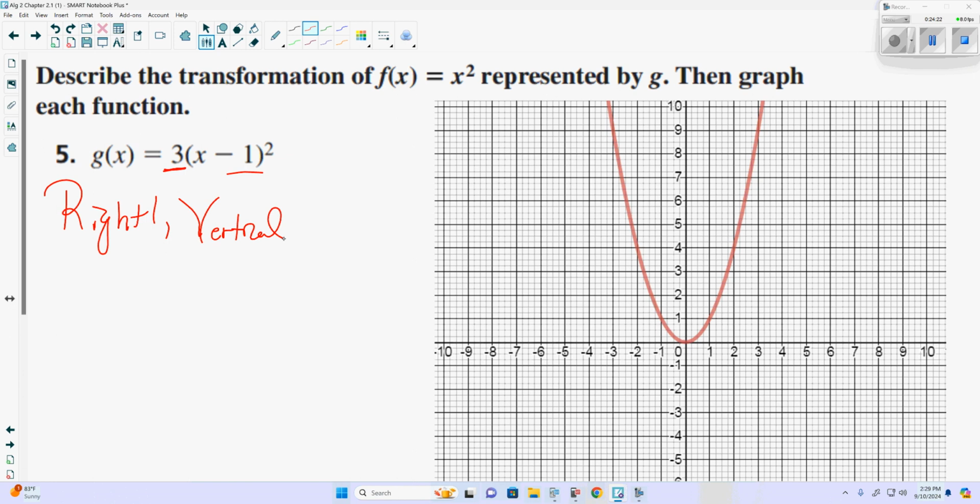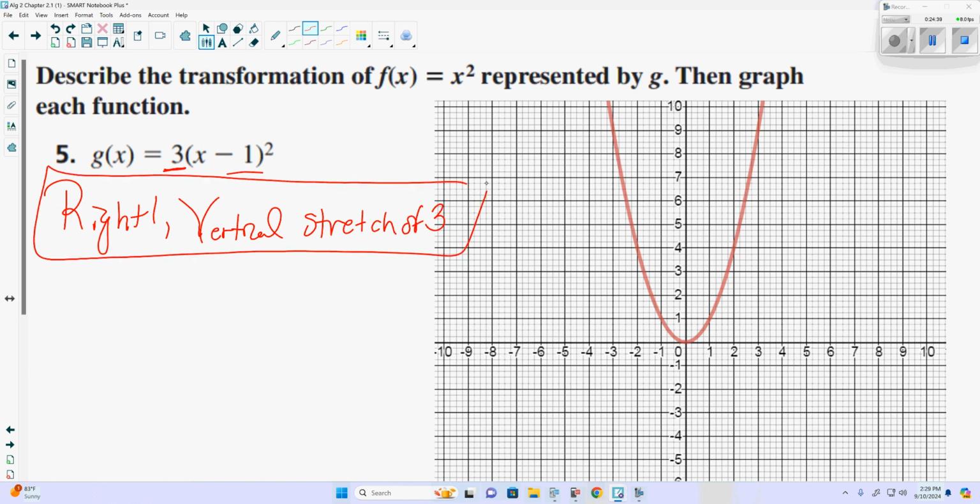But the 3 is in place of our a. A is vertical stretch or shrink. If the a value is greater than 1, it's a stretch. If it's between 0 and 1, it's a shrink. So this is a vertical stretch of 3. And that's it. Pretty much. We ready for the next one?